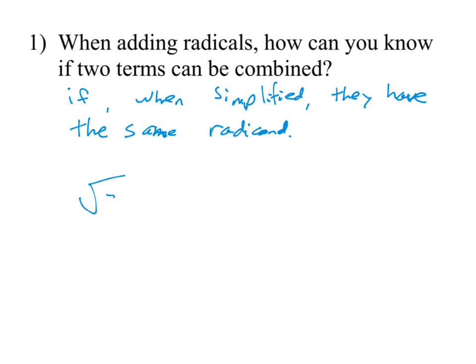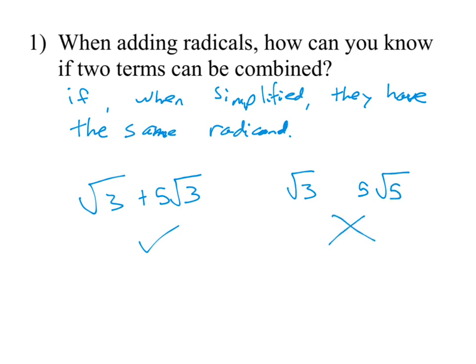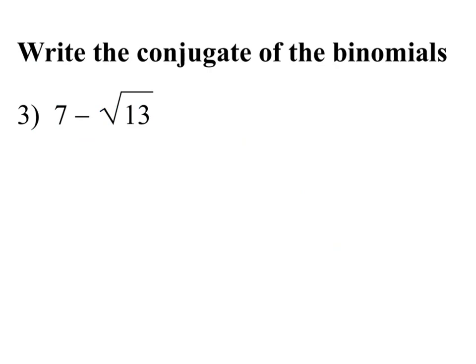So something like root 3 and 5 root 3, you can add those together. But something like root 3 and then 5 root 5 would not be able to be added, because these have the same thing in the radical and these don't have the same thing in the radical. So there you go. This is something that you need to know.